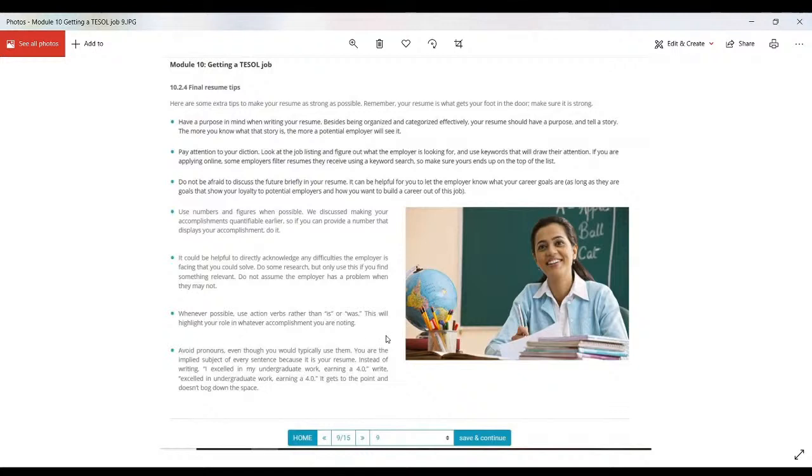Whenever possible, use action verbs rather than is or was. This will highlight your role in whatever accomplishment you are noting. Avoid pronouns, even though you would typically use them. You are the implied subject of every sentence because it is your resume. Instead of writing, "I excelled in my undergraduate work earning a 4.0," write, "Excelled in undergraduate work earning a 4.0." Kasi kapag naggamit tayo ng mga pronoun, hindi na siya magmumukhang formal. Kaya kapag bulleted form yung resume natin, hindi mo na kailangan gumamit ng first person or ng pronoun, no? Ganun na lang. Excelled, kasi you're talking about yourself naman eh. Okay, save and continue.